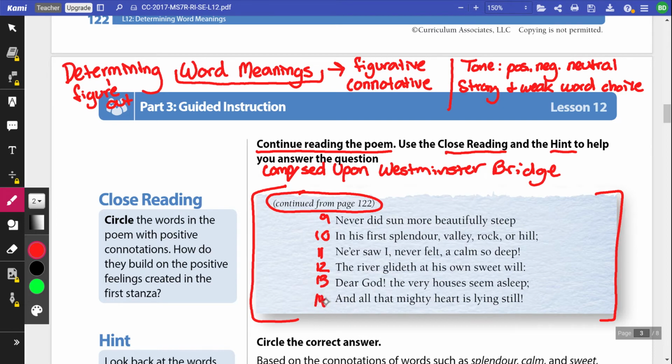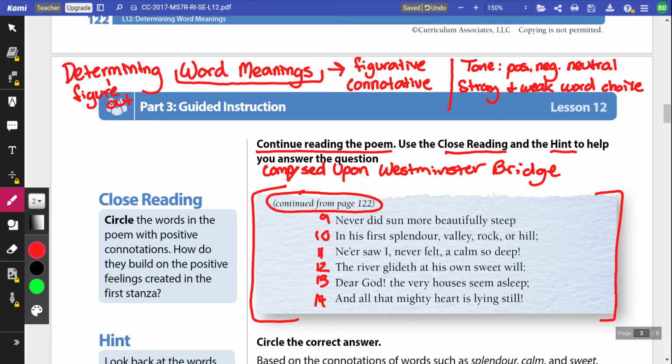Okay, so I've numbered our lines number 9 through 14. So the next thing we have to do, guys, we need to continue our rhyme scheme because I'm going to go ahead and tell you the rhyme scheme is going to differ a little bit from the rhyme scheme that we talked about yesterday.